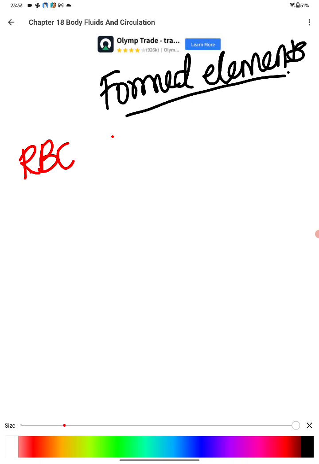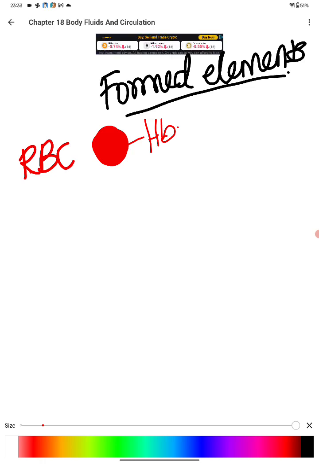RBCs are red in color because of the presence of a pigment. What is that pigment? Hemoglobin. Hemoglobin is responsible for the red color of the RBC. Another is WBC. WBCs are colorless, or you can say white. Why are they white? Because they lack hemoglobin. There is no hemoglobin in WBC, and WBCs are of different types: granulocytes and agranulocytes.